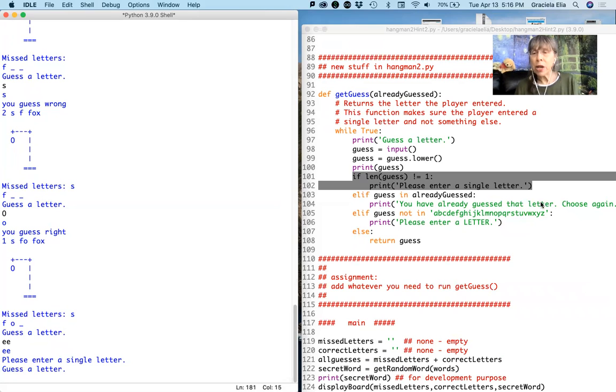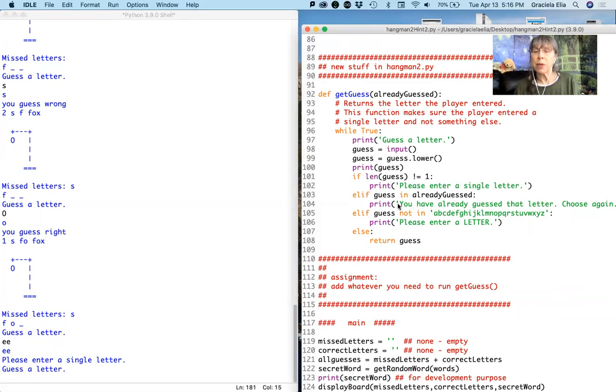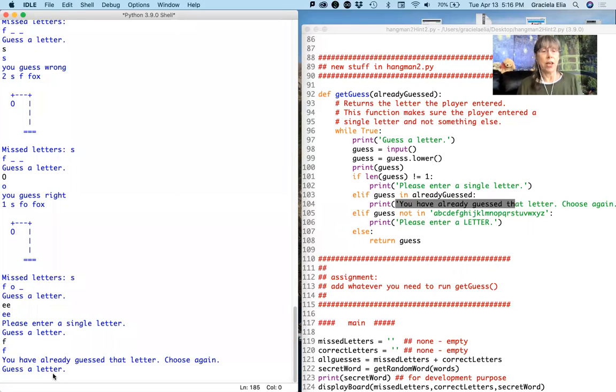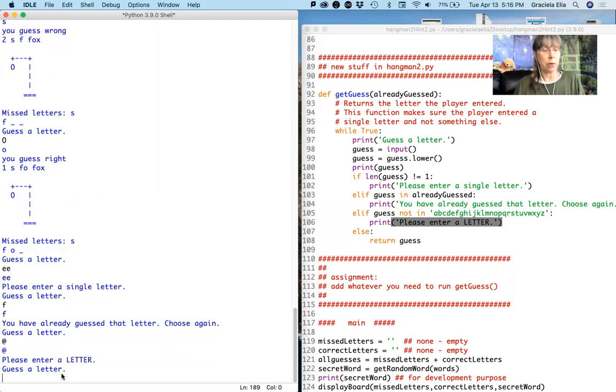So now let's try to trigger this message over here. You have already guessed that letter. So I'm going to pick F, right? Because that would be something that's already picked. And there it is. You have already guessed the letter. So it didn't leave this while loop yet. And now I'm going to try to trigger, please enter a letter. So I'm going to put something like a special character, I don't know, like this. And there it is. Please enter a letter.